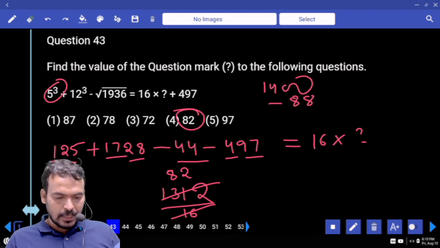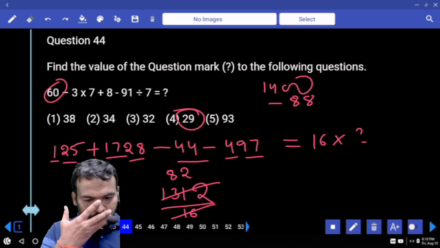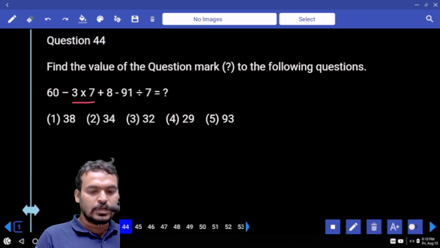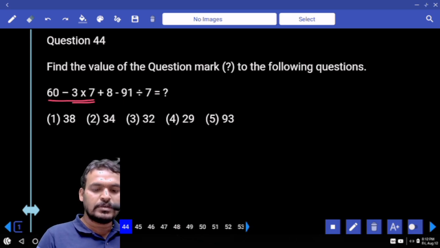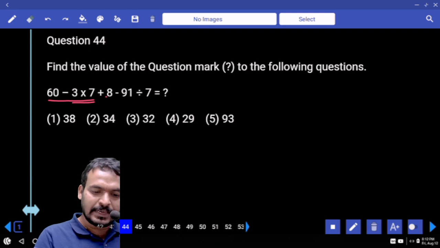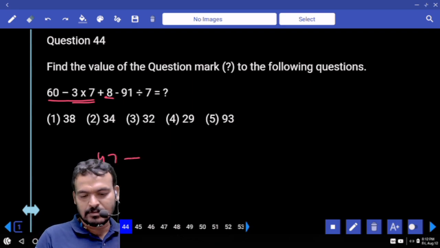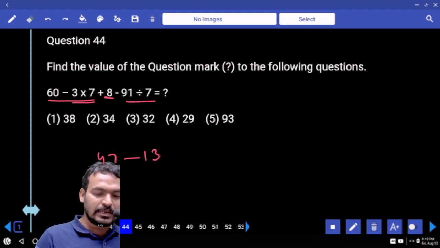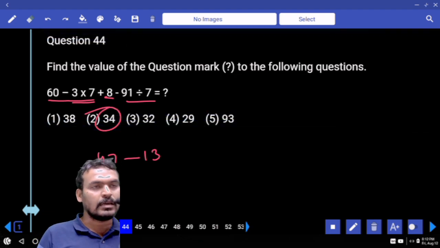Question number 44. 3 into 7 how much? 21. 60 minus 21? 39. Plus 8? 47. Minus 13. 47 minus 13, how much? 34.